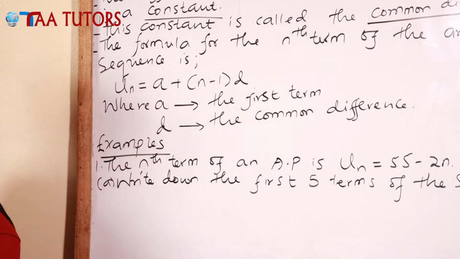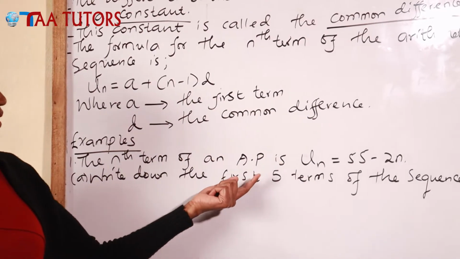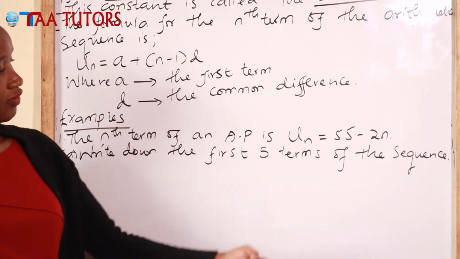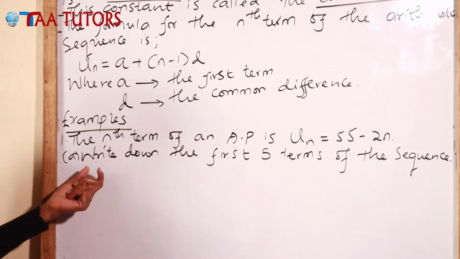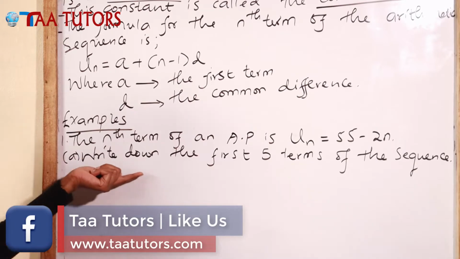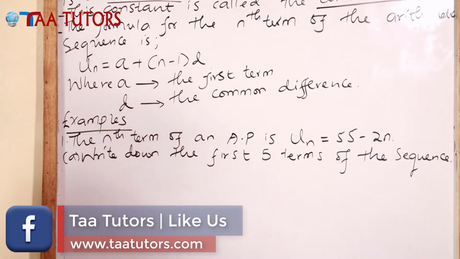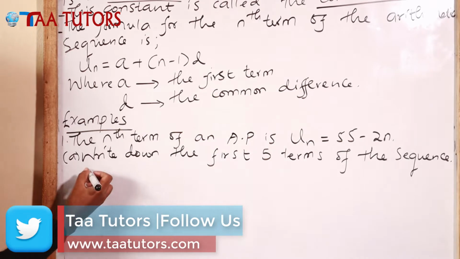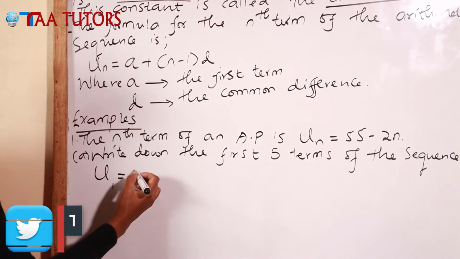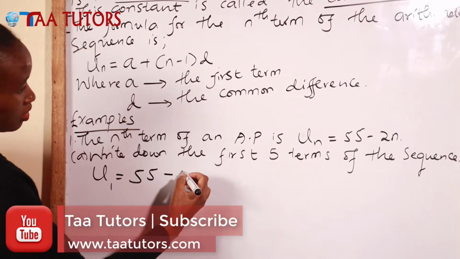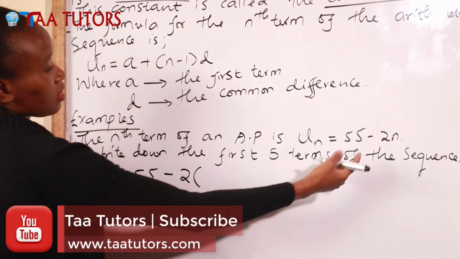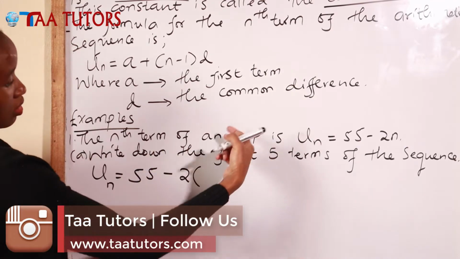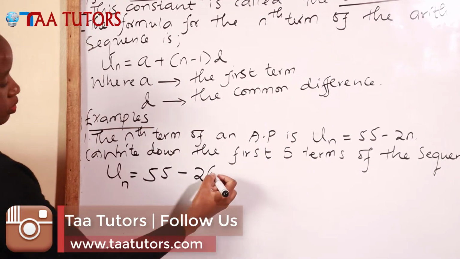So the first example: the nth term of an AP, that is an arithmetic sequence, because it's also called an arithmetic progression, is 55 minus 2n. Part A of the question is: write down the first 5 terms of the sequence. If you want to look at the first 5 terms, you're going to start with the first term. The nth term of this arithmetic sequence is 55 minus 2 into bracket n.